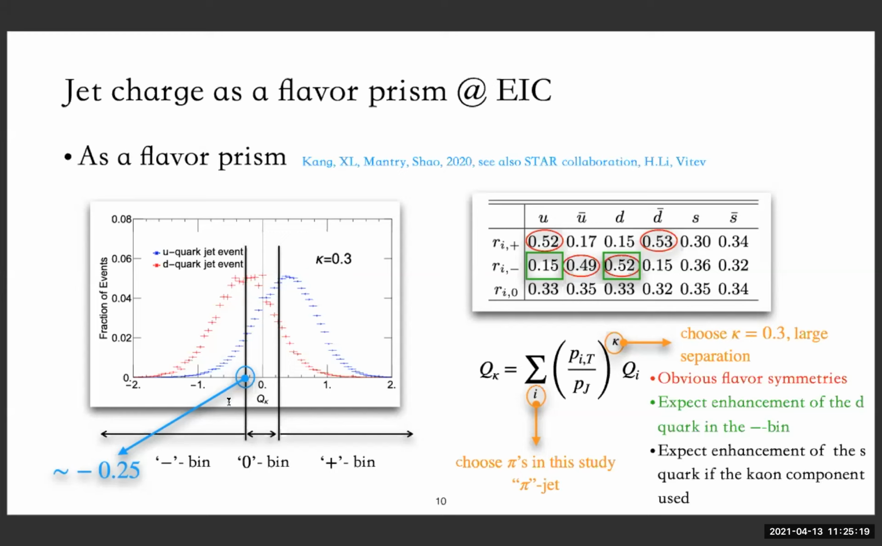And then we just make this symmetric: if it's less than -0.25, it's a minus jet bin, and if it's greater than 0.25, it's positive. Of course, we can do a likelihood analysis, which gives us the optimized value. Also, kappa equals 0.3 is not optimized. In principle, maybe kappa equals 0.5 is the best choice. So it's very preliminary.